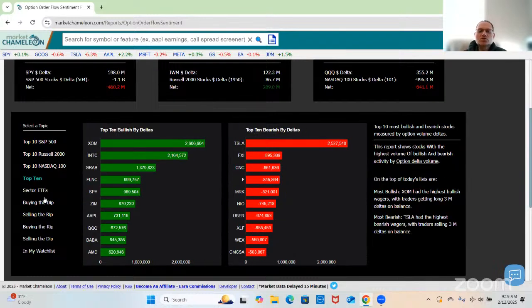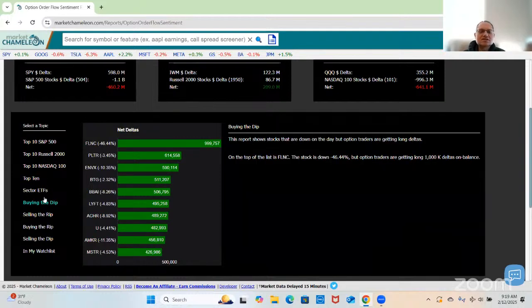But let's say buying the dip, which this shows, the stock itself is down on the day. So here, this one's down 46, PLTR, so these are stocks that are down on the day, but the order flow looks like it's going on balance in the other direction, which is maybe something worth taking a look at, where at least the options order flow isn't flowing in the same direction as the stock. So that would be buying deltas on the dip.